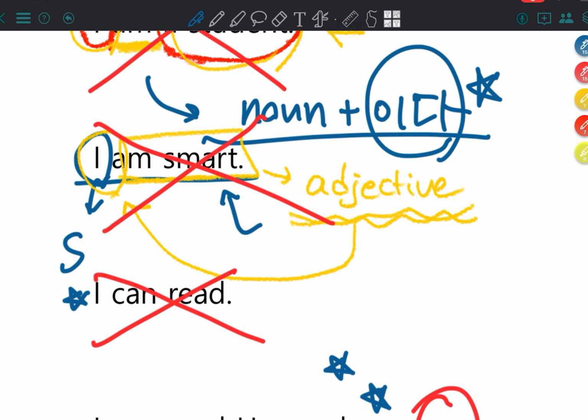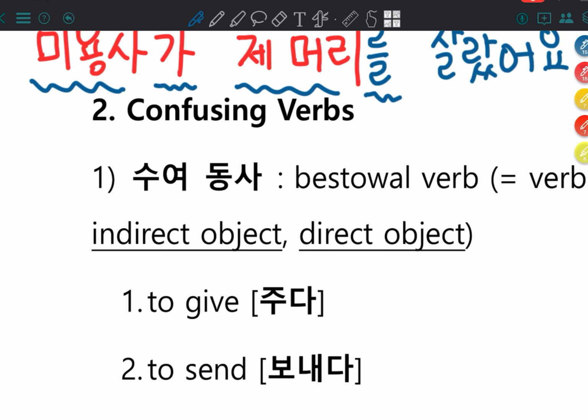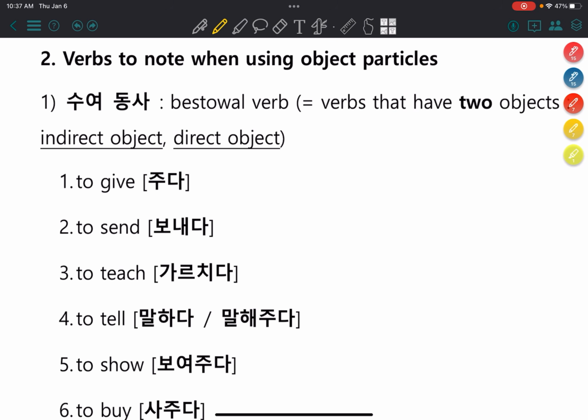And now we're going to move on to a more confusing grammar, more advanced grammar. Actually, I just changed the section title from confusing verbs to verbs to note when using object particles. So these are the verbs that need extra attention, but I wouldn't say they're confusing. I didn't want to create any bias even before getting into it, that this is so confusing and so difficult, because it's not. It's a grammar point that actually makes a lot of sense. So please don't worry, and you can just follow me.